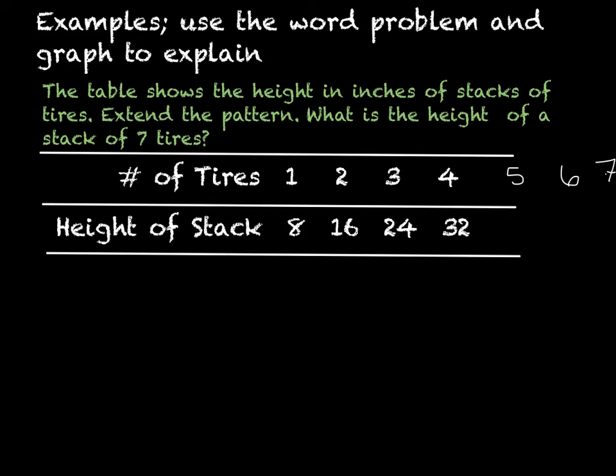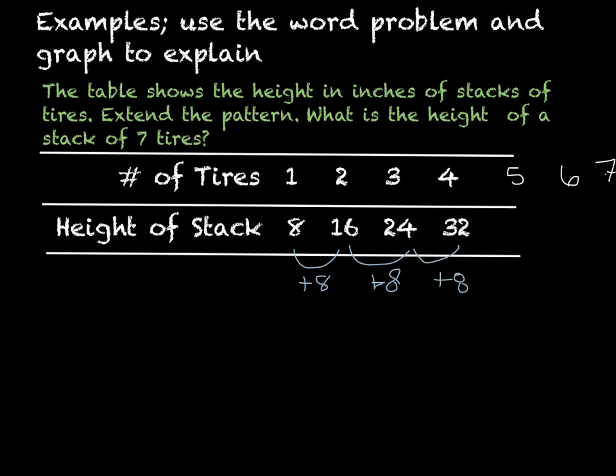So what we should look for is some sort of pattern, or what is happening as we're going from one tire to the next tire. In this one, we add 8. And in this one, 16 plus 8 again, we get 24. So we added 8 again. And then we added 8.